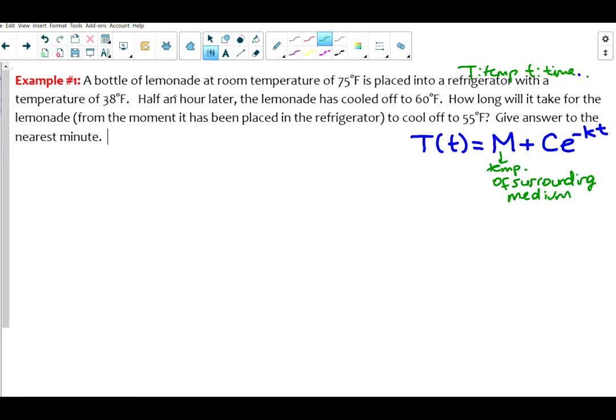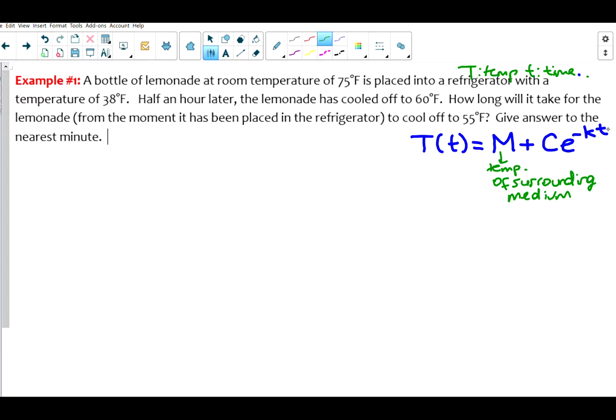So here we have a bottle of lemonade at room temperature at 75 degrees, and it's being placed into a refrigerator with a temperature of 38 degrees. Half an hour later, the lemonade has cooled off to 60 degrees. How long will it take for the lemonade to cool off to 55 degrees? So here it's being placed into a refrigerator, and it's kept in a refrigerator. So while it's cooling, it's in the refrigerator. So the surrounding medium for the purpose of this problem will be the temperature of the refrigerator, because that's where it's kept and that's where it's cooling.